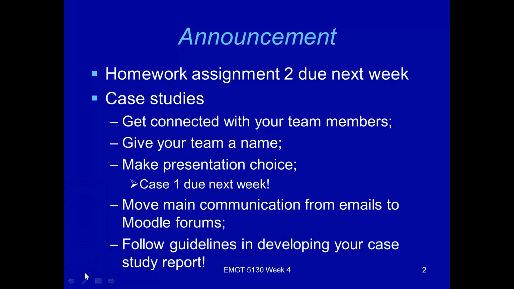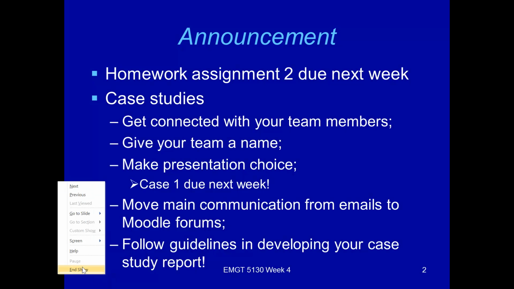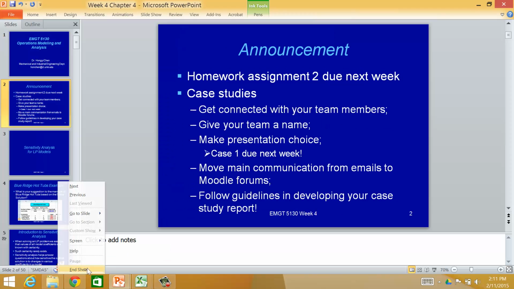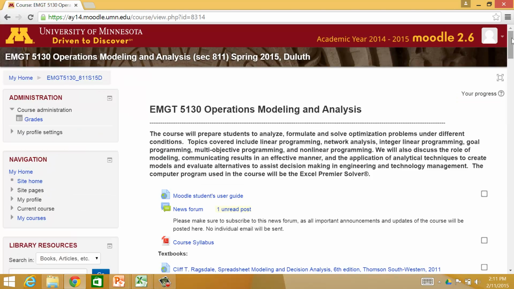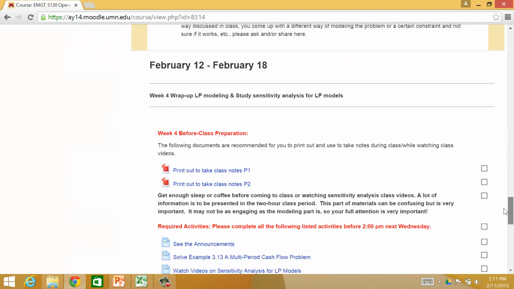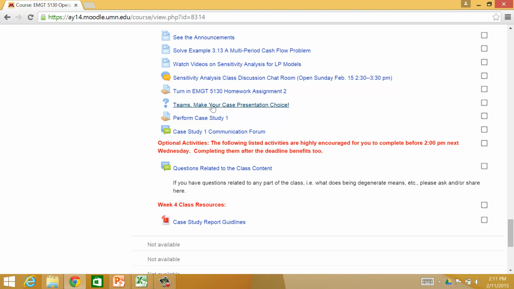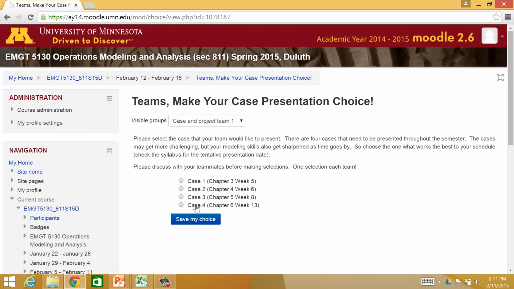And make a presentation choice. Go back to Moodle again. Here, there is a choice. Make your case presentation choice, because there are 4 cases: chapters 3, 4, 5, and 6.